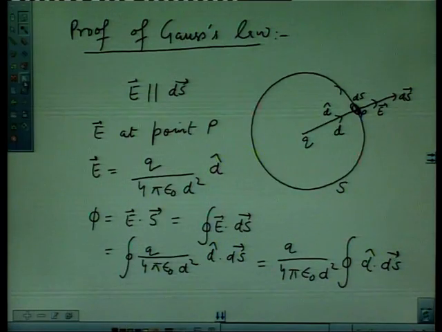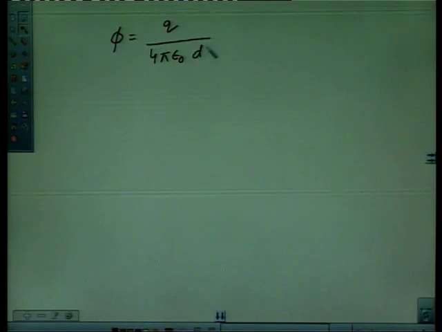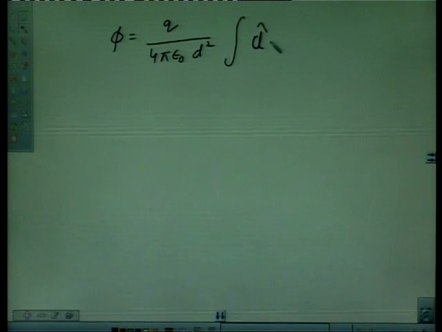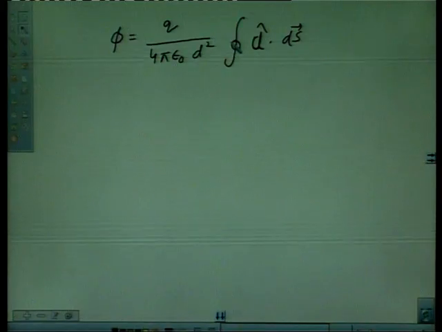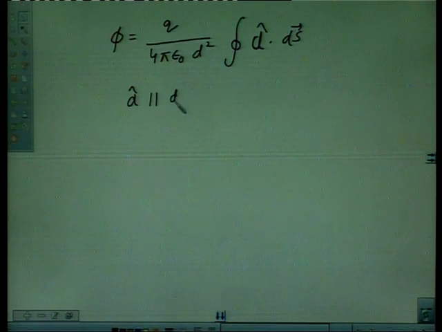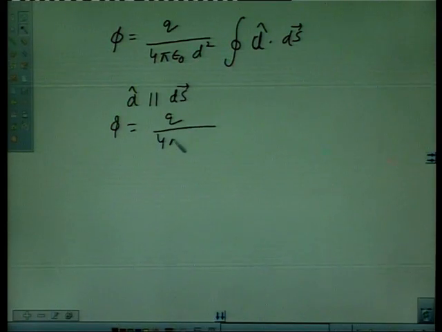Then we have the flux phi is equal to q upon 4 pi epsilon naught d square into the integral of d cap dot ds vector over the closed surface. We know that d cap is parallel to ds vector. So, this can be written as q upon 4 pi epsilon naught d square.